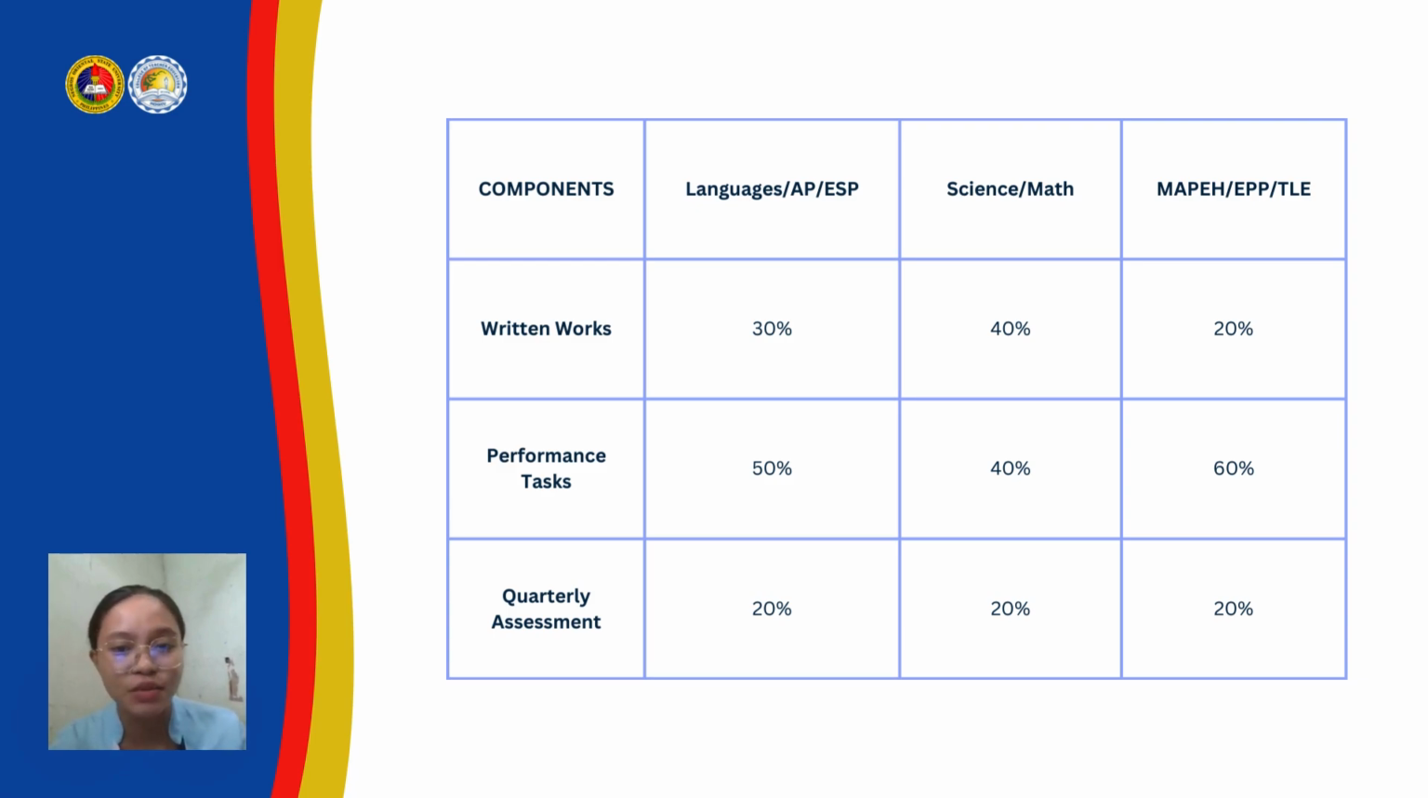And for the performance tasks, we have for languages, AP and ESP 50%, science and math 40%, MAPEH, EPP and TLE 60%, and for the quarterly assessment, we have for languages, AP and ESP 20%, science and math 20%, MAPEH, EPP and TLE, we have 20%. So we have to take note of these components, and this serves as the basis on how to grade or score our students fairly and of course in a meaningful manner.